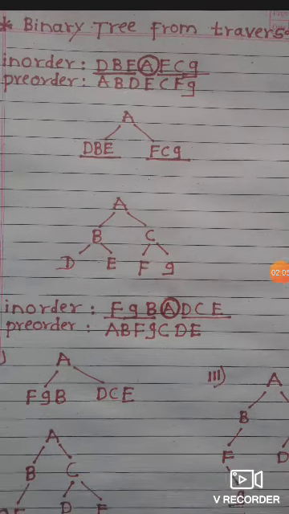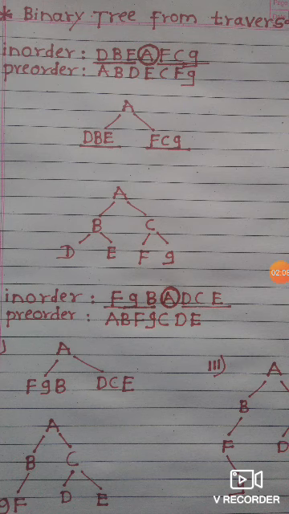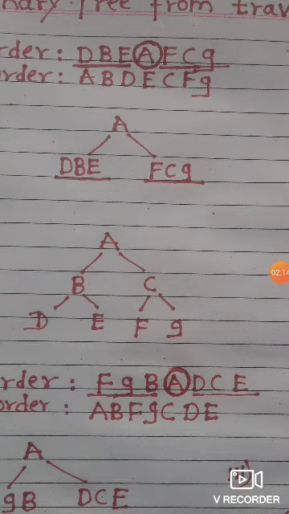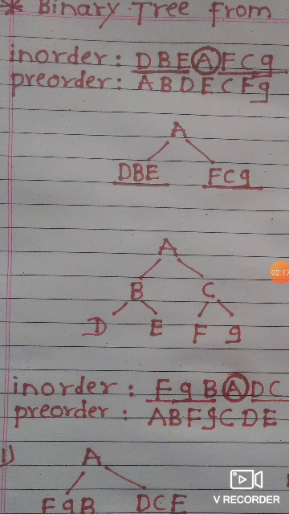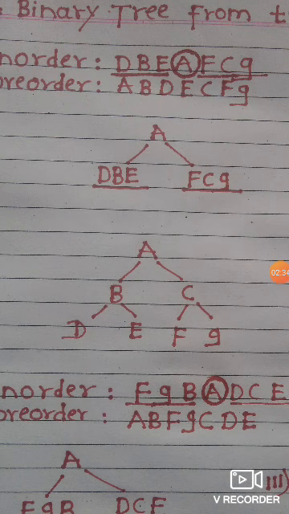Again, when I make A the root, I go to the in-order sequence and I search for character A. Yes, I find it, and suppose I have circled it. At the left of A there are three characters D B E, so I write them at the left of A, and at the right there are three characters F C G, so I write them to the right of A. So left of A becomes D B E and right of A becomes F C G.